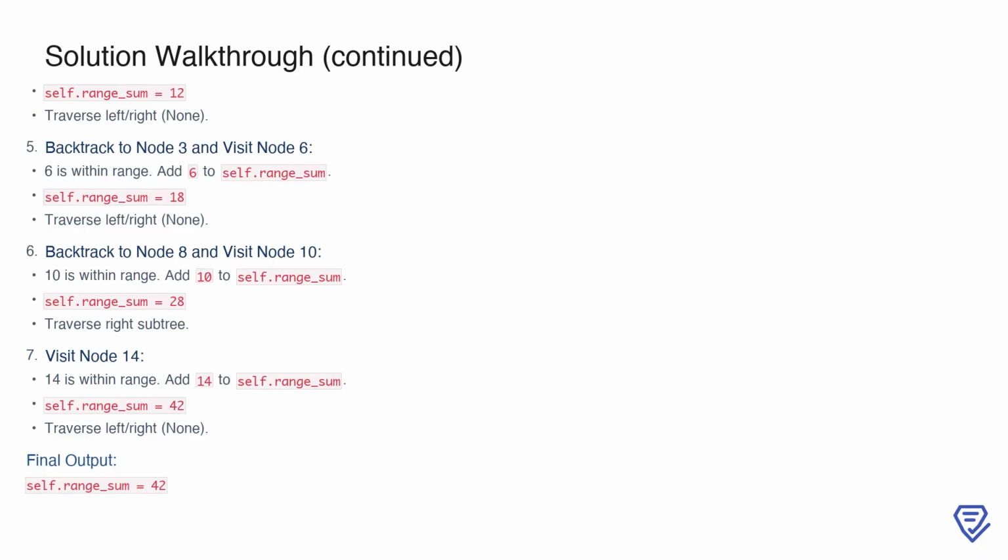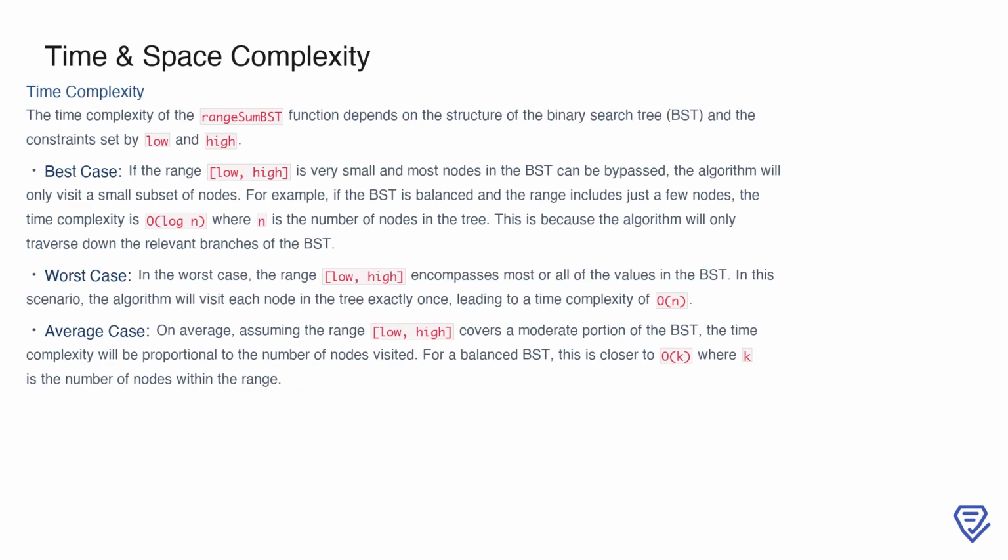After exploring all nodes in the tree, the final range sum is 42, which is the sum of all node values within the range [1, 15]. The time complexity of the range sum BST function depends heavily on both the structure of the binary search tree and the range defined by low and high. In the best case scenario, if the range is very small, the algorithm can skip over most of the tree, visiting only a small subset of nodes.